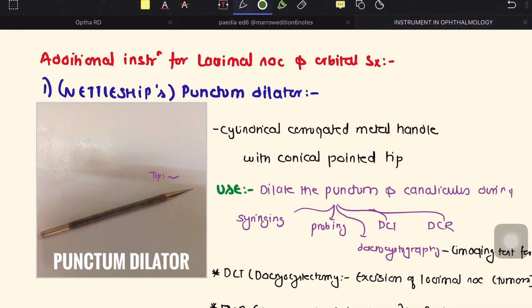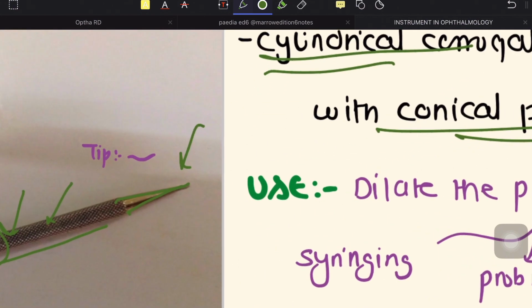The next instrument that we are going to talk about is the punctum dilator. The full name of this instrument is needle-shaped punctum dilator. It is a cylindrical instrument with a corrugated metal handle, and it has a conical pointed tip. If you see the tip very closely, we can appreciate that the tip is not exactly pointed. There is a slight degree of curvature at the tip, and it is made that way because your canalicular path is also like that. We know the canalicular path has a 2 mm vertical direction as well as an 8 mm horizontal direction, so it is used in the same mechanism.